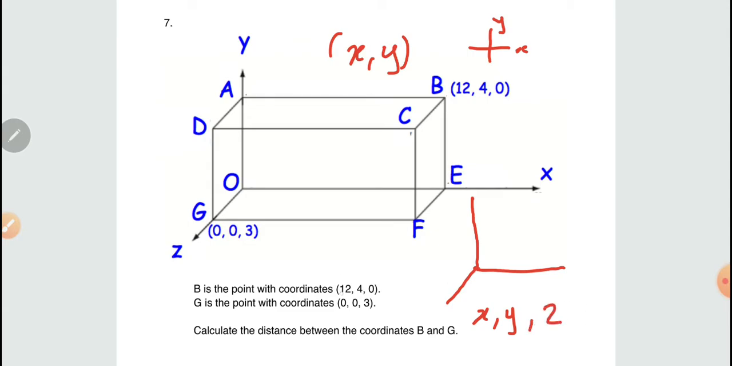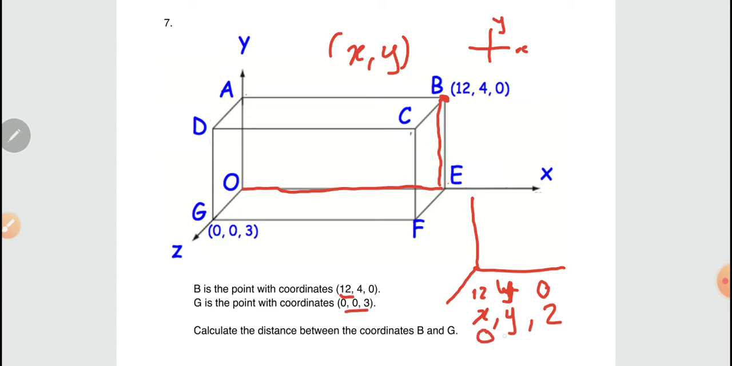So it's x and y, which is flat, and then the z, if you like, comes out. So when they say B is a point with a coordinate 12, 4, 0, what that means is it's 12 along the x, up 4 along the y, and 0 outwards. So if you go 12 along the x, that will be there. And then if you go 4 up, it's there. And then it doesn't come out on the z, so it just stays there. So that's B.